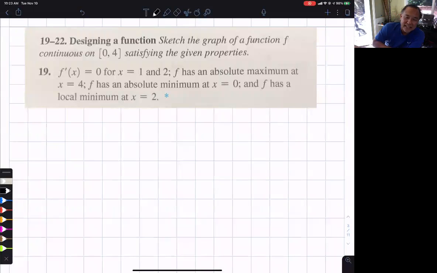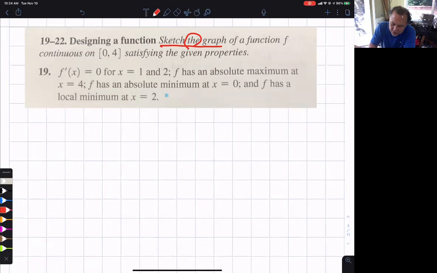This is chapter 4, section 1, number 19. So we want to sketch a graph. Now, it says the graph. It should be a graph because there's multiple answers. Everyone's graph will probably look different.